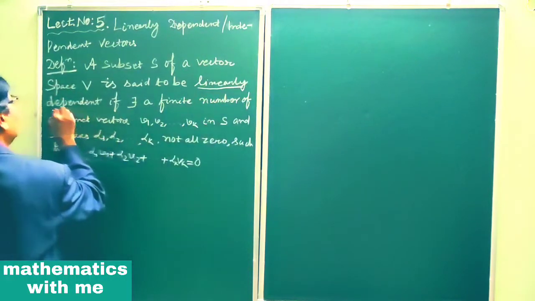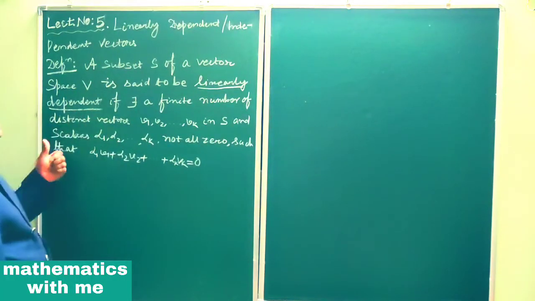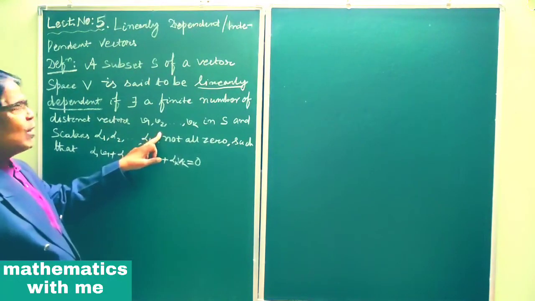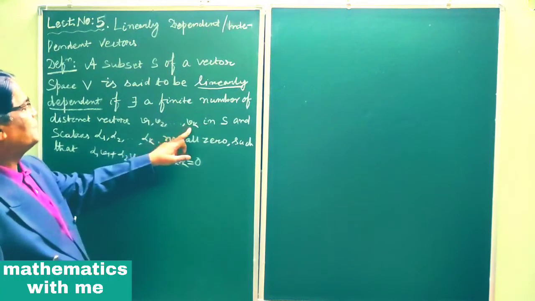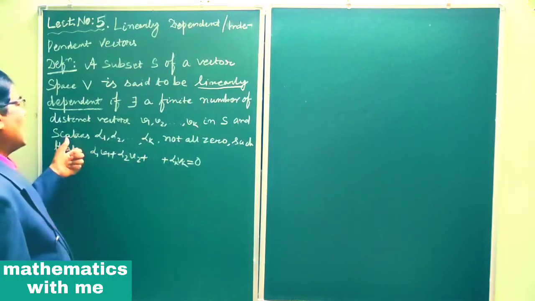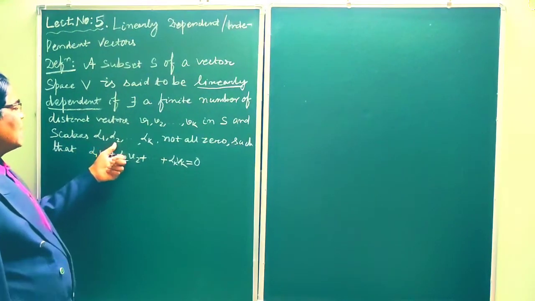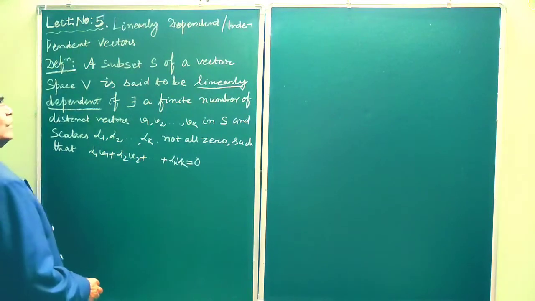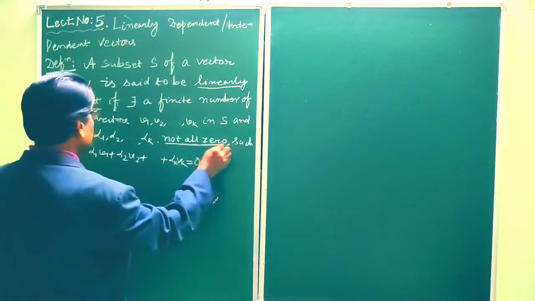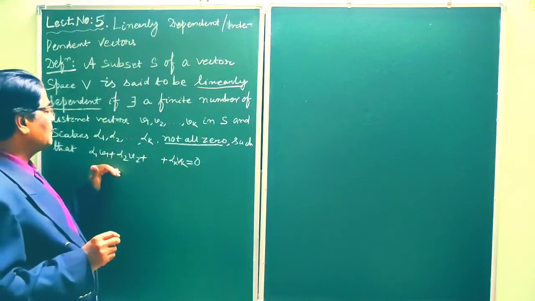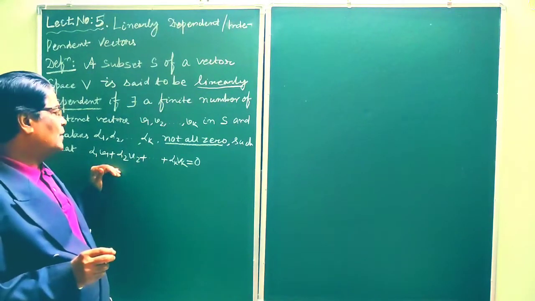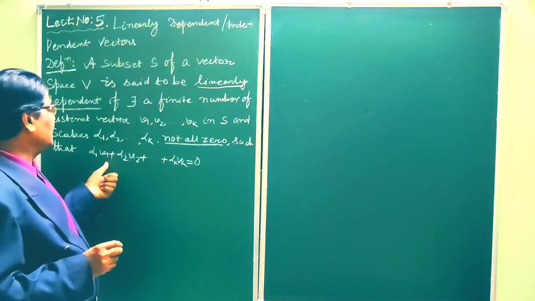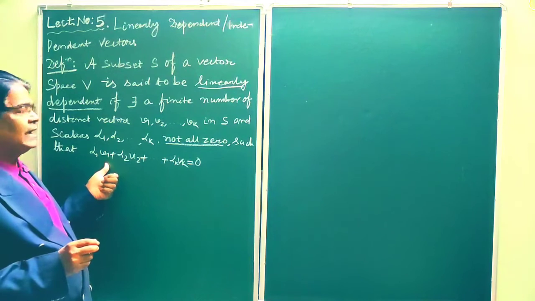It is said to be linearly dependent if there exist a finite number of vectors v1, v2, up to vk in S, and scalars alpha 1, alpha 2, up to alpha k, not all zero, such that alpha 1 v1 plus alpha 2 v2 plus up to alpha k vk equals 0. This is called a linear combination of k vectors.